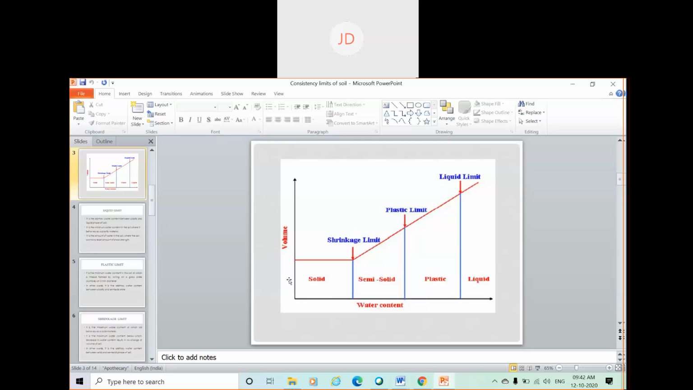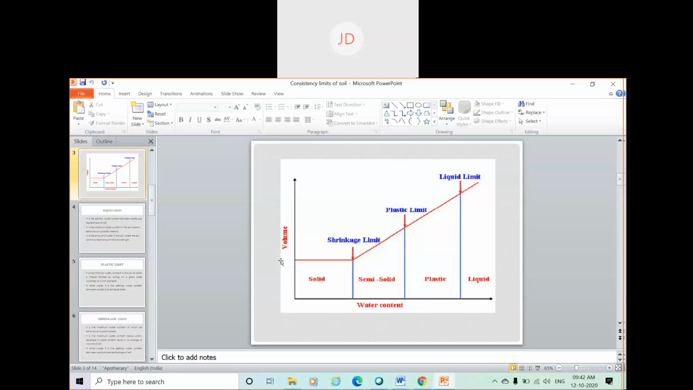Fine. Now, if I allow water to enter the soil, what will happen? It will become partially saturated soil. Suppose in a dry soil, I added some amount of water. Then where will that water go? The water will take a place in the voids which were previously taken by the air.